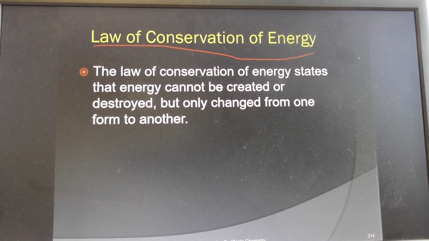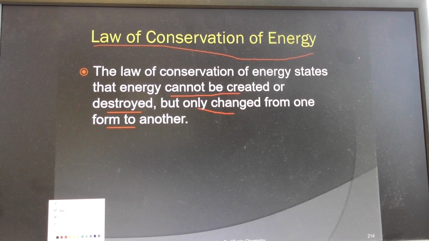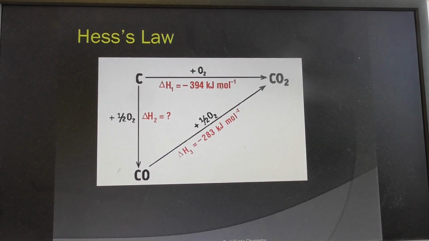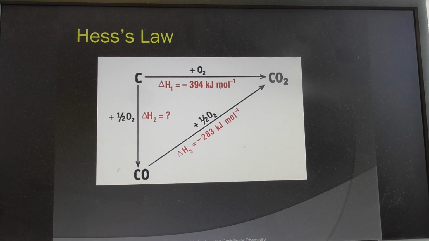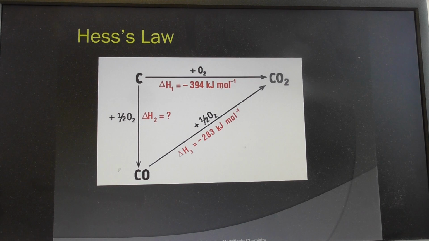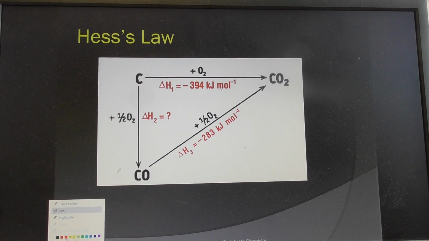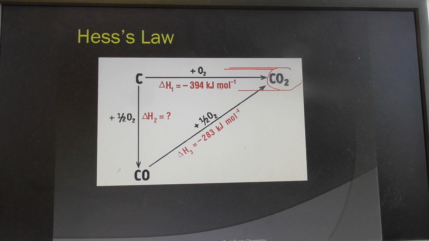And we've talked about this many times. You study this for junior cert as well: energy cannot be created or destroyed, it can only be changed from one form to another. So essentially that's what Hess's law is based on. And what Hess's law states effectively is that if a reaction occurs, let's say the formation of CO2, carbon dioxide.